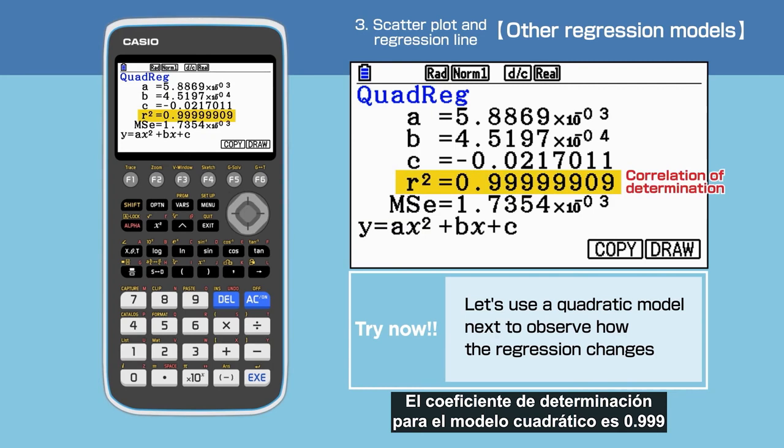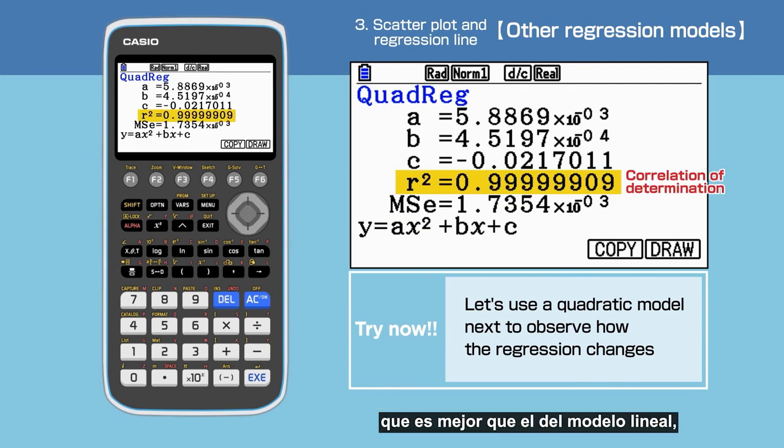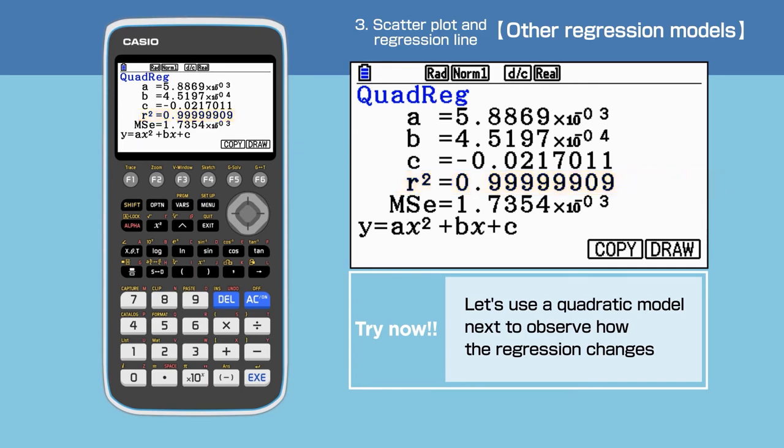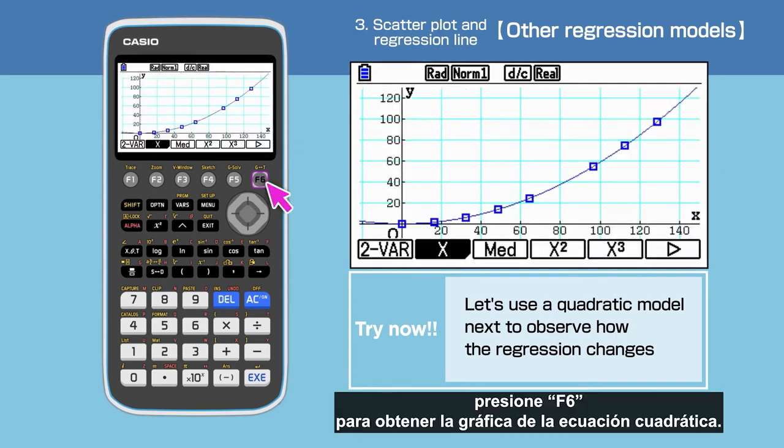The coefficient of determination for the quadratic model is 0.999, which is better than the linear model. Press F6 to draw this graph. The graph is drawn.